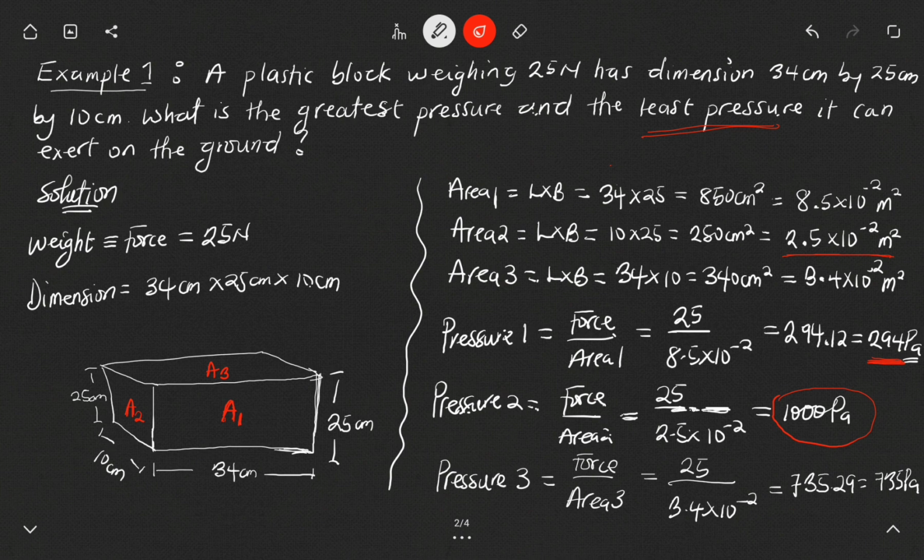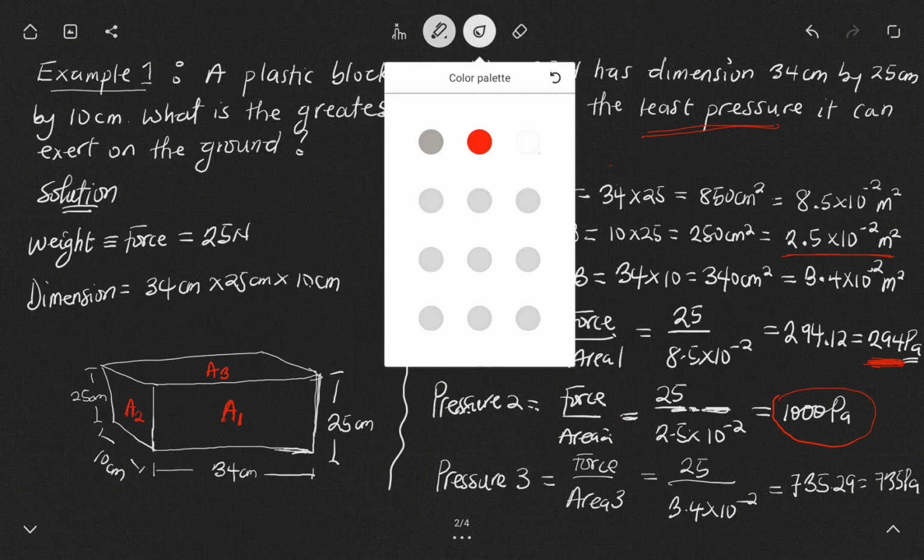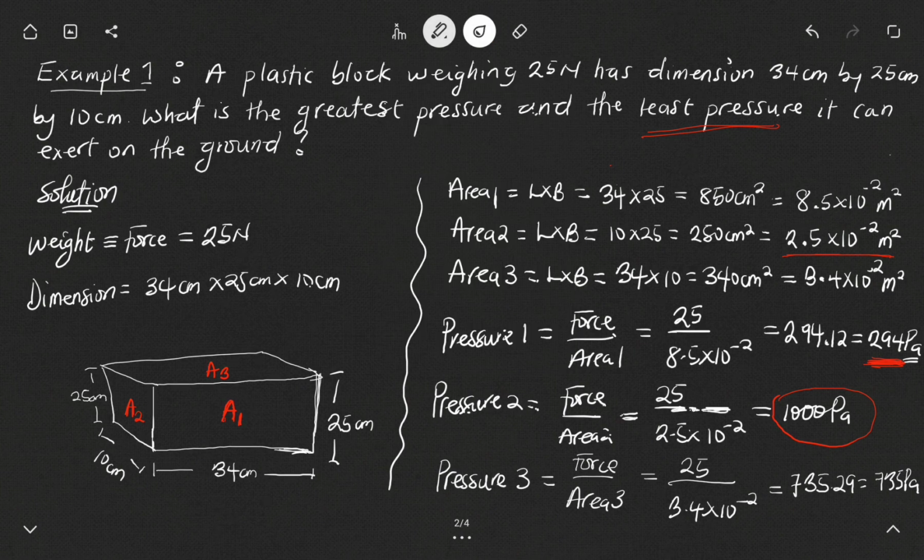Because the area is big, the pressure that it will exert is quite small, and hence the reason why it has the smallest pressure. And if we look at area 2, area 2 has the smallest area, as we can see from the illustration, and hence the reason why it has the highest pressure, because the relationship between area and pressure is inversely proportional.